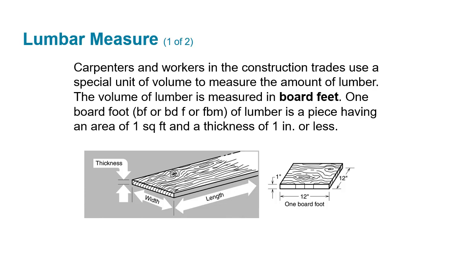Okay, lumber measurement. Oftentimes when we talk about the volume of a piece of wood, it's measured in what are called board feet. And 1 board foot, there's various ways to write it, BF, BDF, FBM, and so on and so forth, of lumber, is a piece having an area of 1 square foot and a thickness of 1 inch. It can be less depending on certain materials. But basically think of it as a square foot piece of wood that's 1 inch thick. That's a board foot.